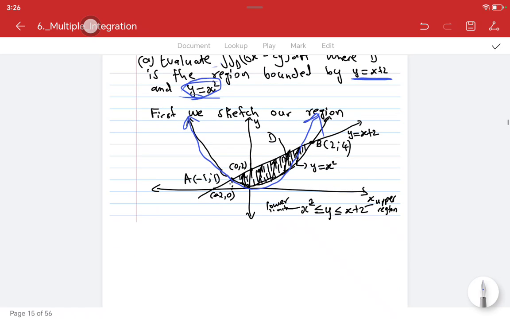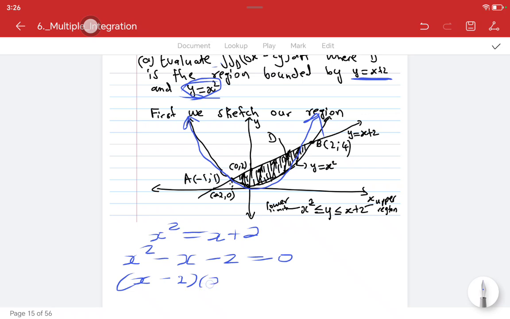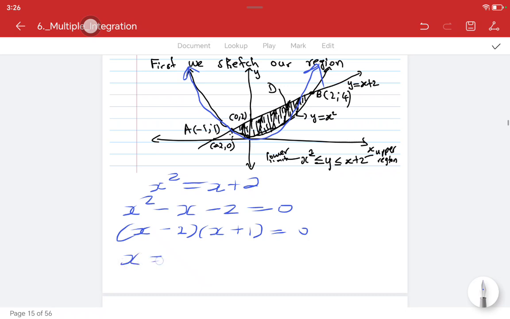So for us to check where they intersect, we must equate them. We're going to equate. So this is x squared equals x plus 2. Then we take this to the other side. Then we factorize. This is x minus 2 times x plus 1. So x equals 2 or x equals minus 1. So we check that they're going to intersect where x is 2 and x is minus 1.